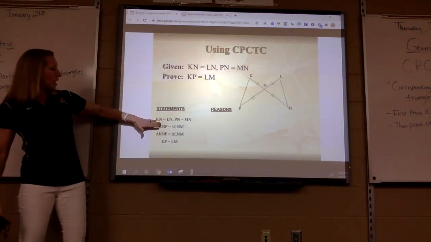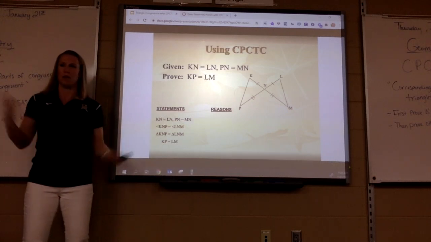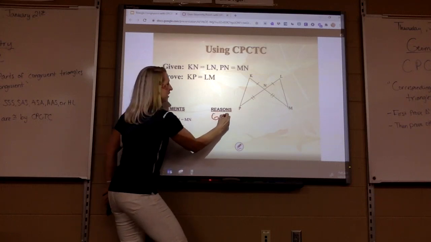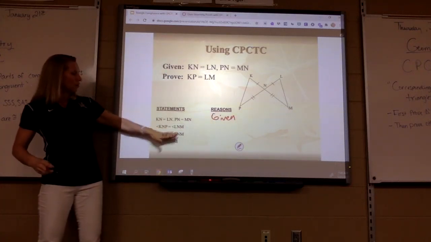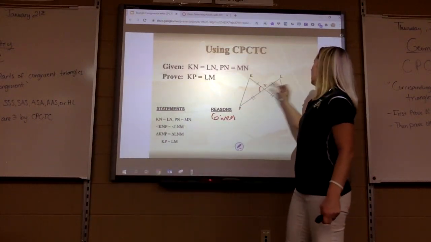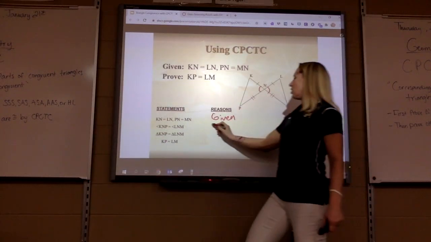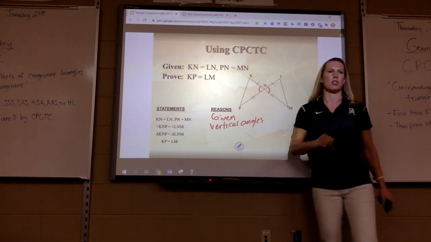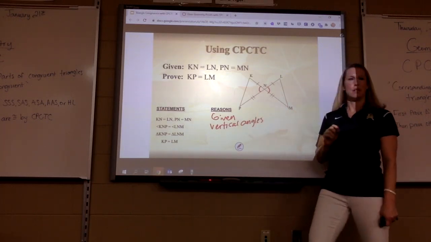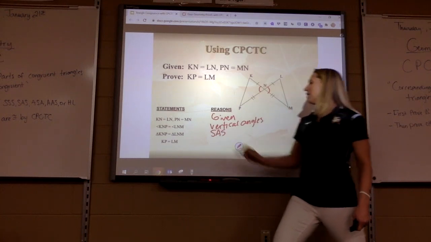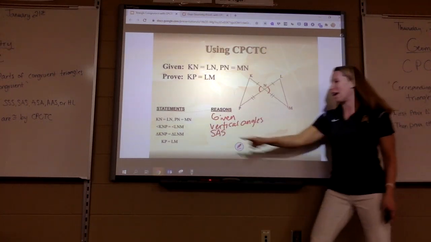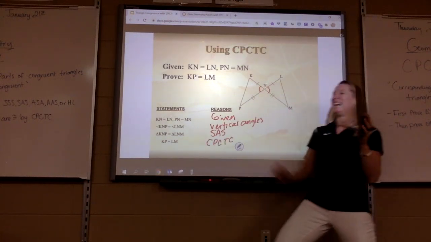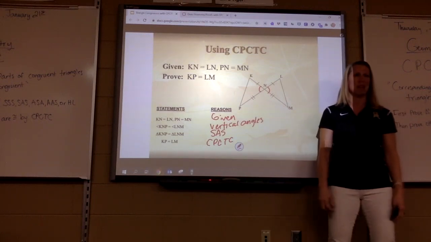So this starts with KN equals LN and PN equals MN. What's the reason? What do proofs start with? Given. And then you're right. So this triangle has vertical angles. So I can say angle KNP equals angle LNM. And those are called vertical angles. Now, why are those triangles congruent? Side, angle, side. And then, since I know the triangles are congruent, I can say other parts of those triangles are congruent by CPCTC. Good. That's the only thing we're adding.